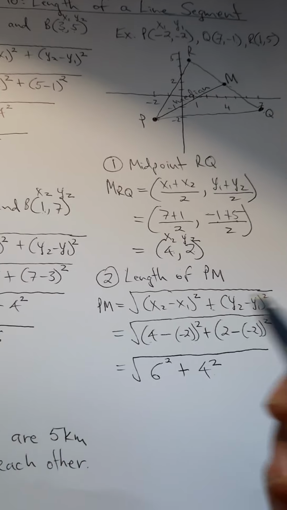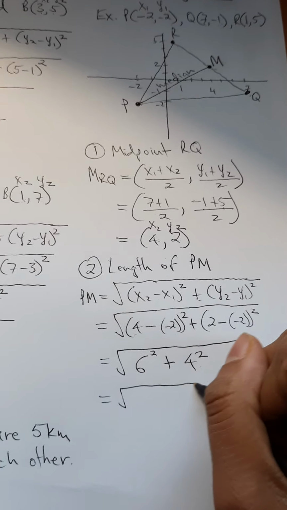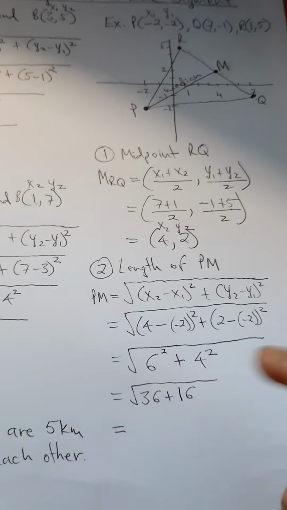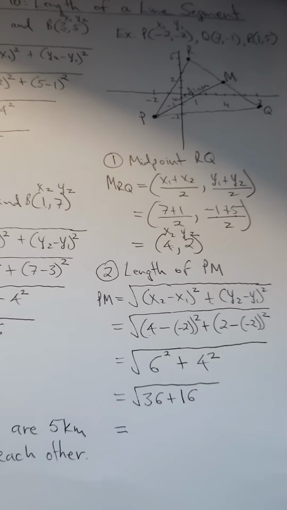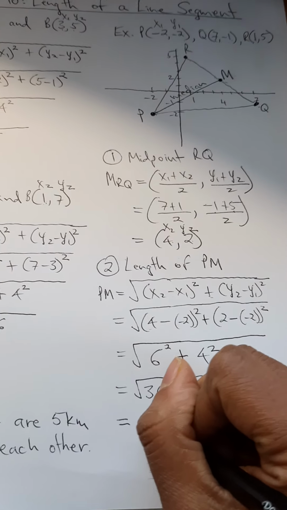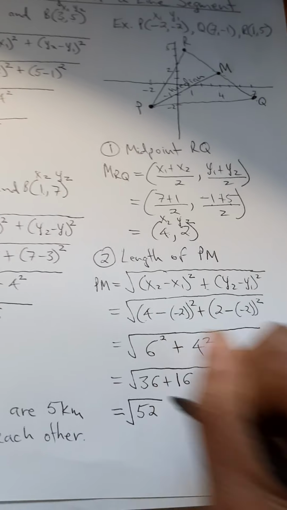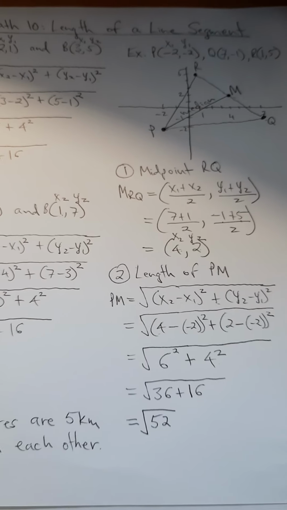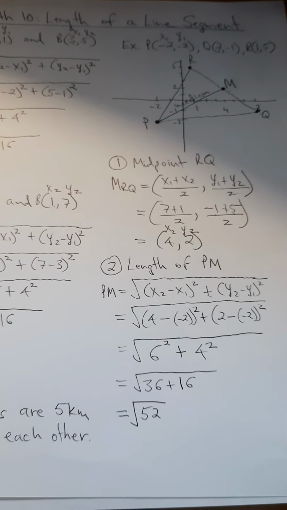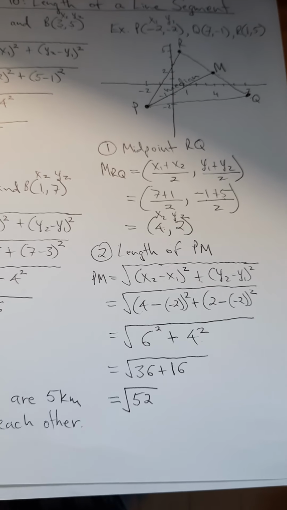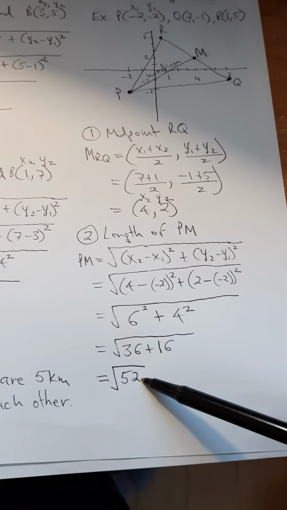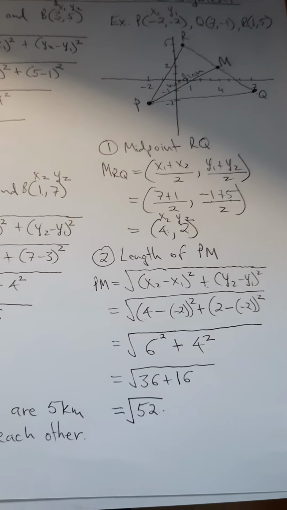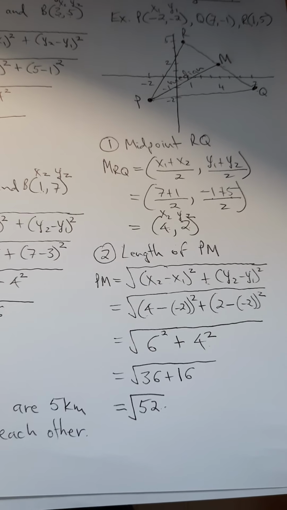Does everyone see that? So what this becomes here is going to be 36 plus 16. And you're adding it together, which is equal to 52. So it's basically square root of 52. Therefore the length of the median from vertex P is going to be square root of 52. Note down again, I don't need to do the exact value here unless your teacher asks you to do that, and that's the only time I would put it into my calculator.